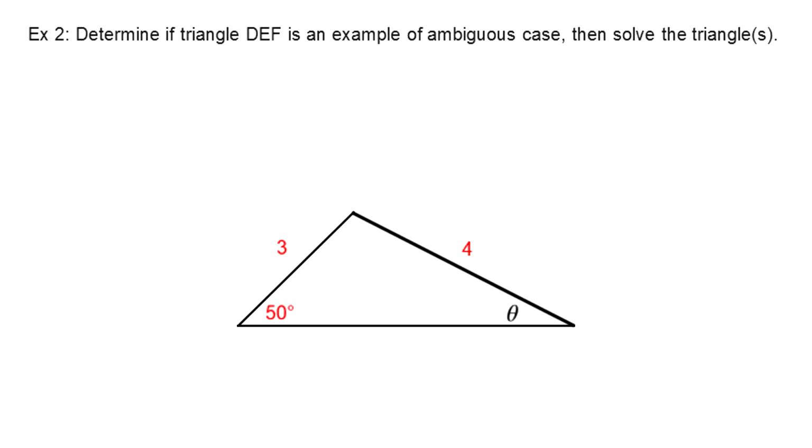We also know this because if we were to bring in side DF to form a second triangle, it would be too long to form any triangle. Therefore, there is no second triangle and no ambiguous case.